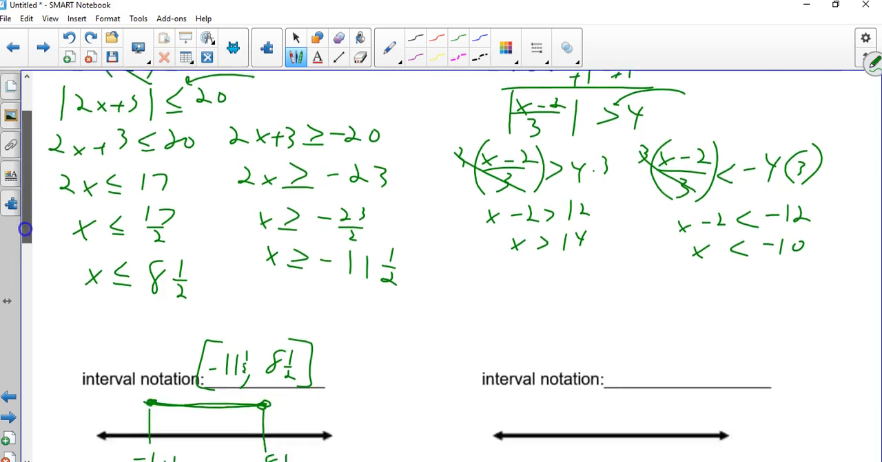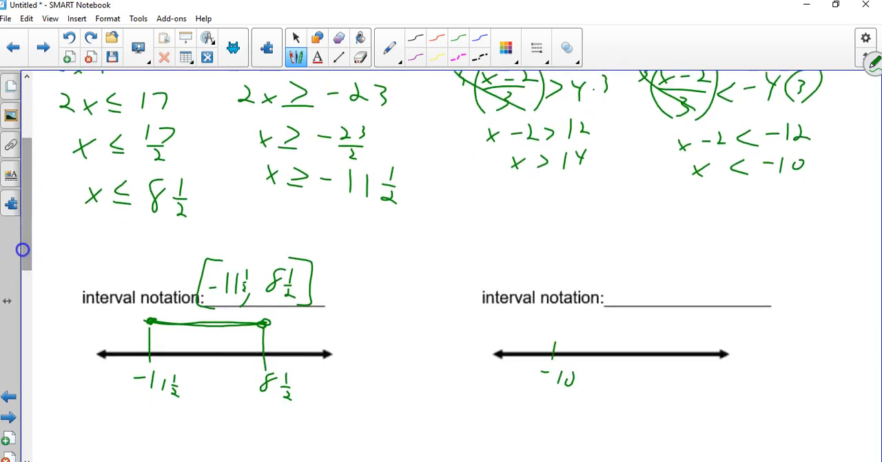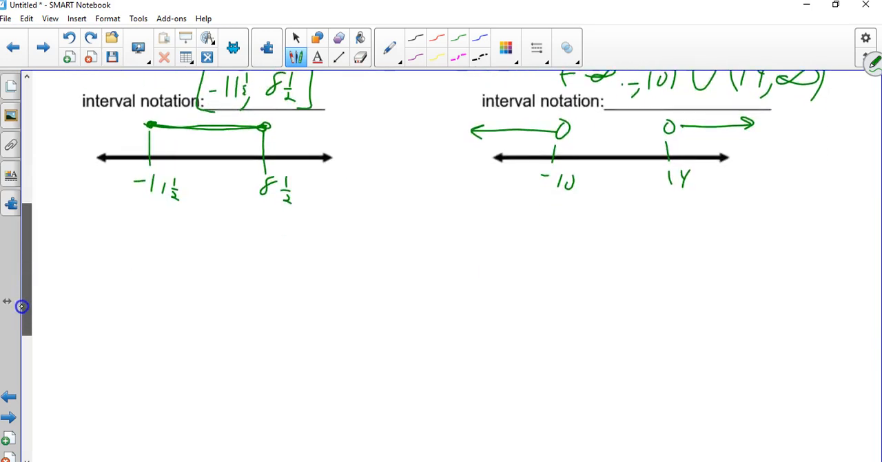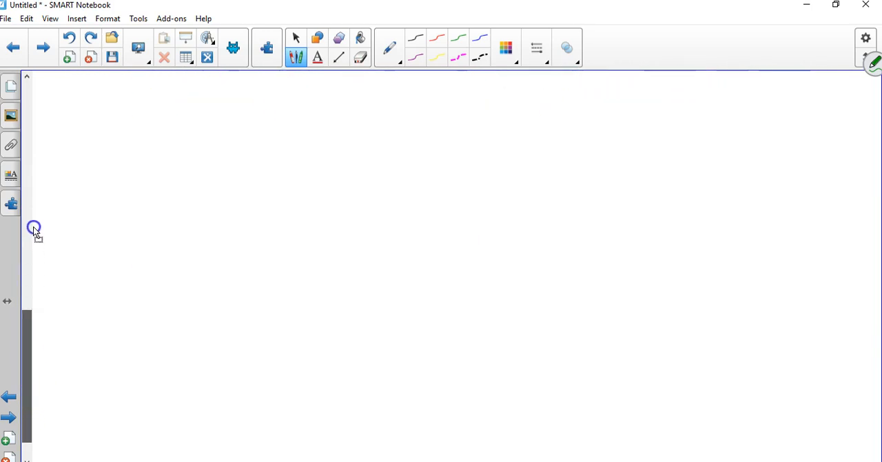So, when we go to graph it, we got a negative 10, and it's an open dot, and it's less than. We have our 14, open dot, and it's greater than. Therefore, we have a union. The negative 10 is going this way towards negative infinity. The 14 is going this way towards positive infinity. They're parentheses because they're less than and greater than. We put the union symbol in between. And there you have it. There you are.